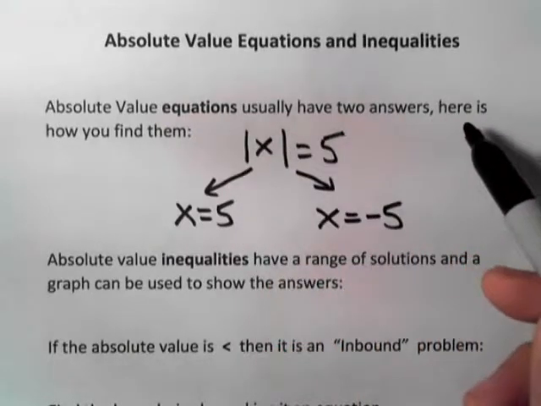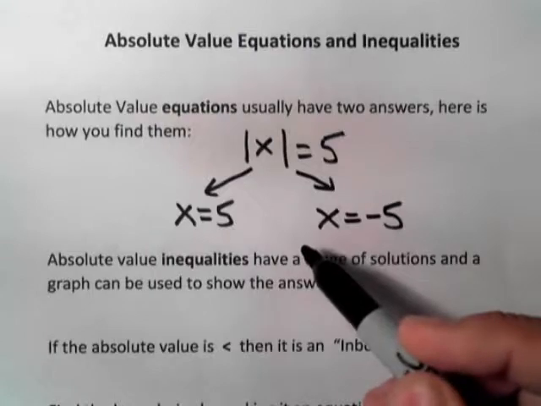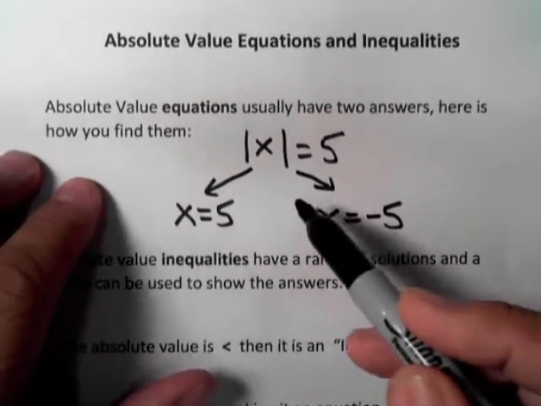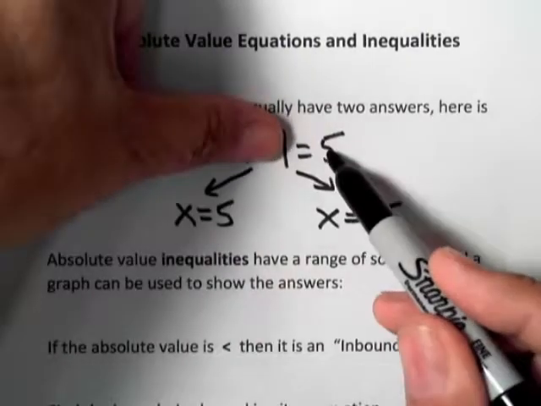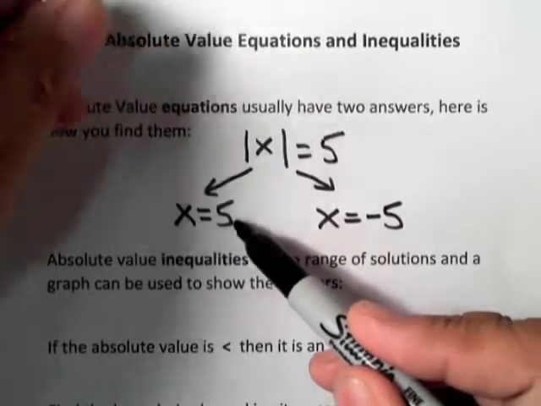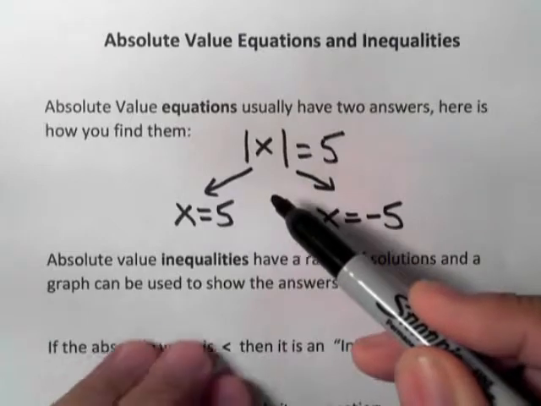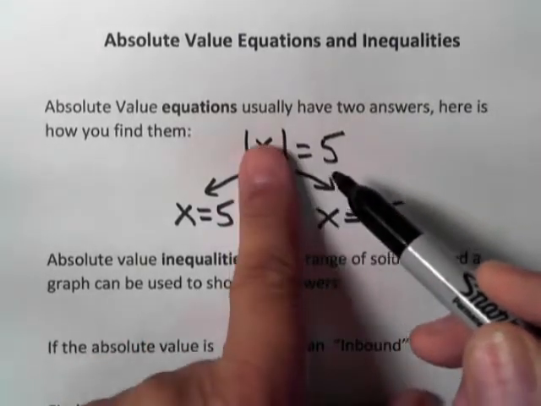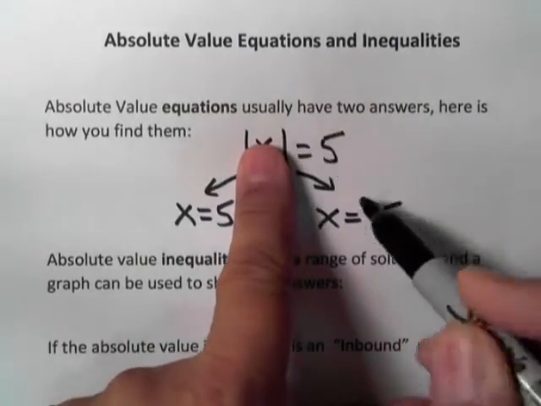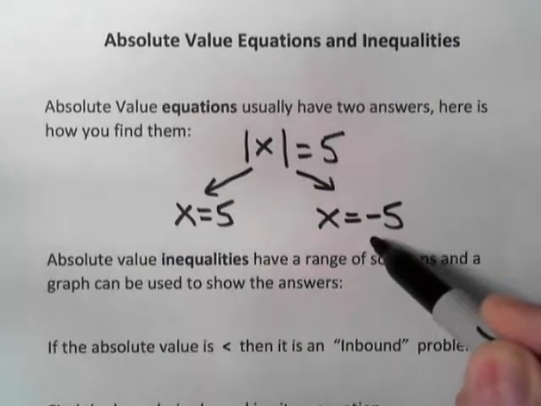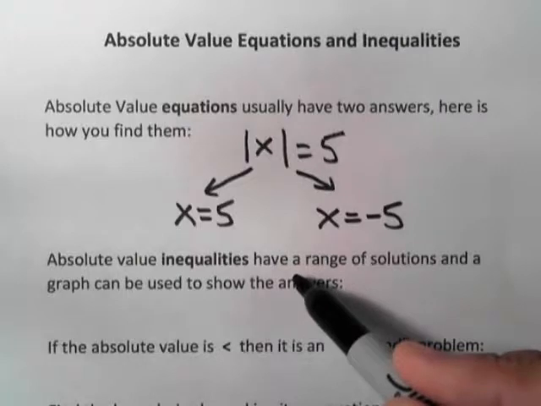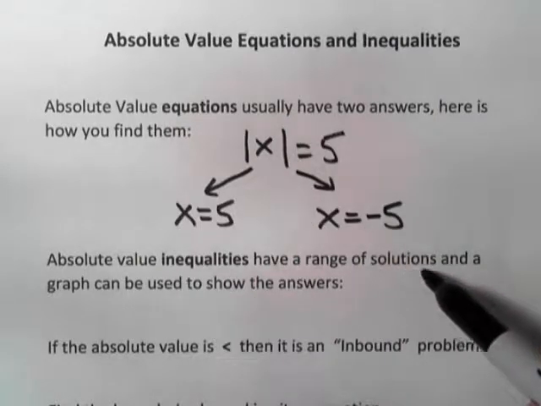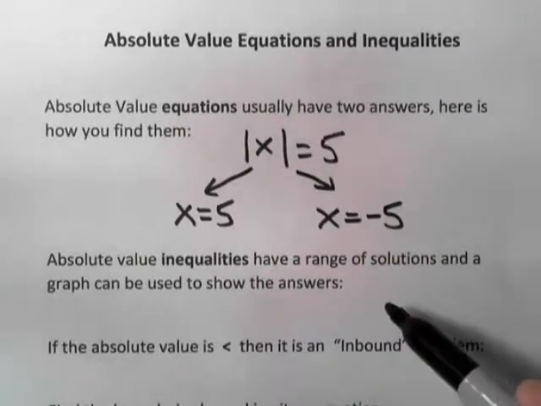Absolute value equations usually have two answers, and how you come up with them is simple. You take what's inside of the absolute value and set it equal to the positive of the guy on the right. Here it is, x equals 5. Or you turn around and take what's inside and set it equal to the minus of what's on the right side.